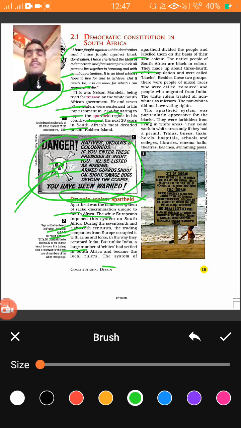Look at the discrimination. Just feel you are living in South Africa at that time, and they are discriminating against you. They could work in white areas only if they had a permit. Trains, buses, taxis, hotels, hospitals, schools and colleges, libraries, cinema halls, theaters, beaches, swimming pools were not allowed for them. Okay.